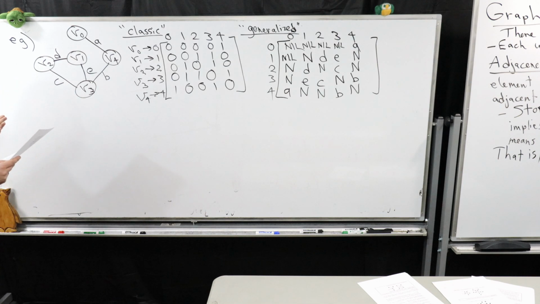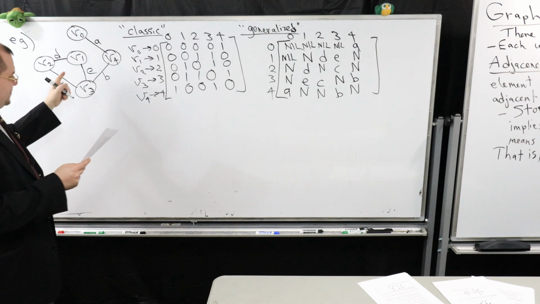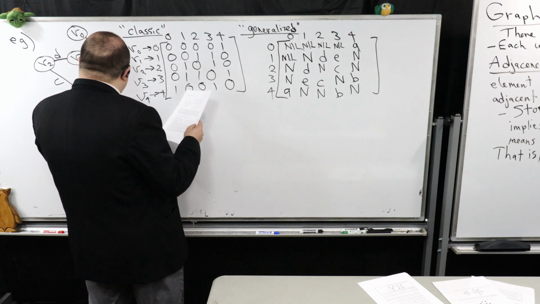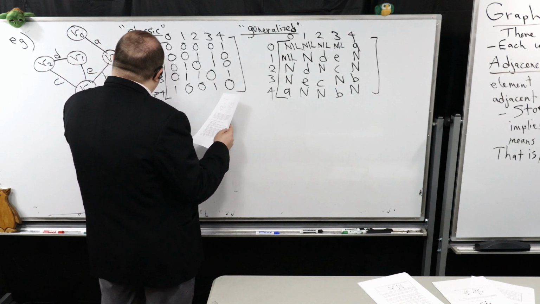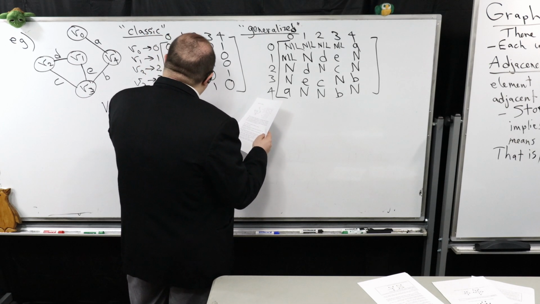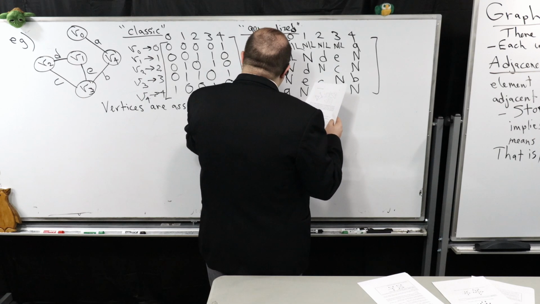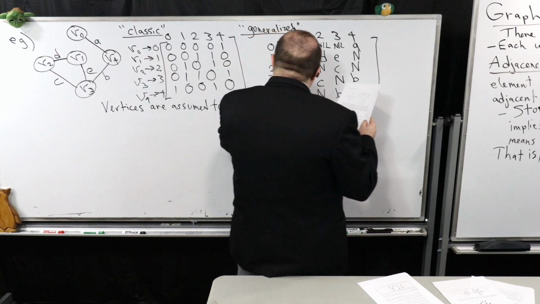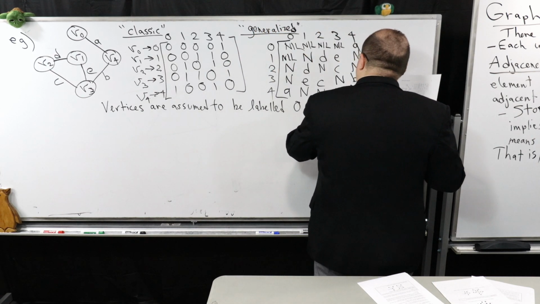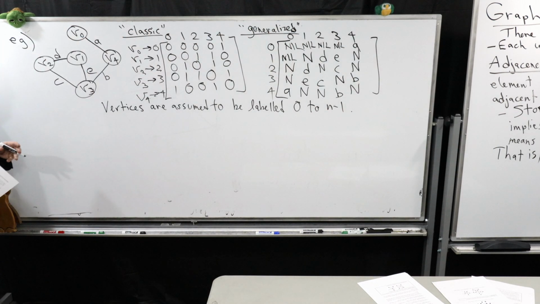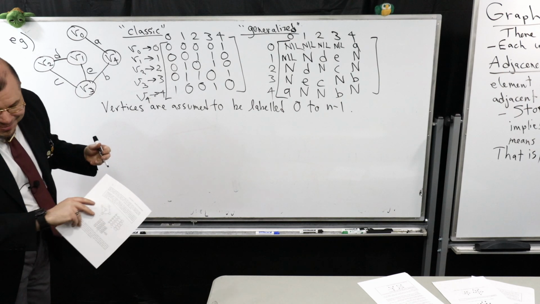Just remember that when I play around with this, the vertices are assumed to be labeled 0 to n minus 1, where n is the number of vertices. Just keep that in mind. That's an adjacency matrix. It seems rather grounded, right?